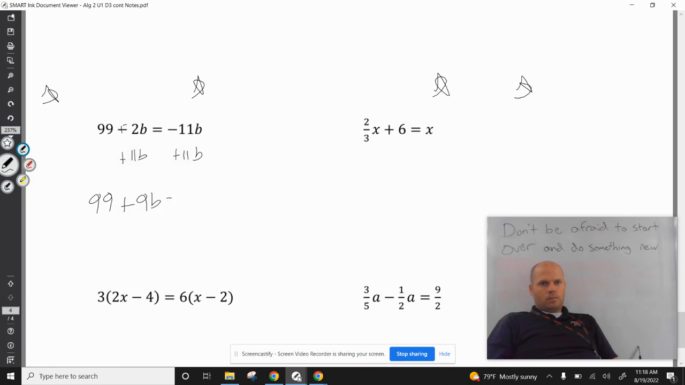y'all might not put a 0 here. And you'd get 9b equals 99 just because you're like, well, the equal sign needs to go somewhere. No, don't put it anywhere. It goes right there where it belongs. You might not realize that the solution is not 11, but negative 11.